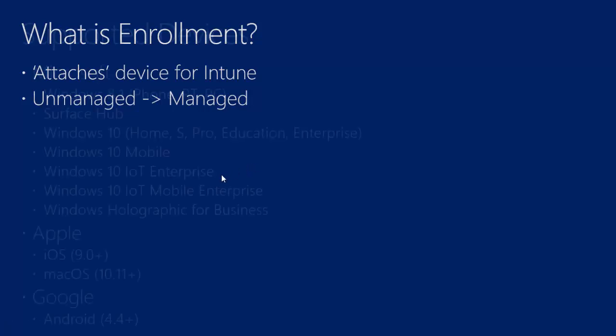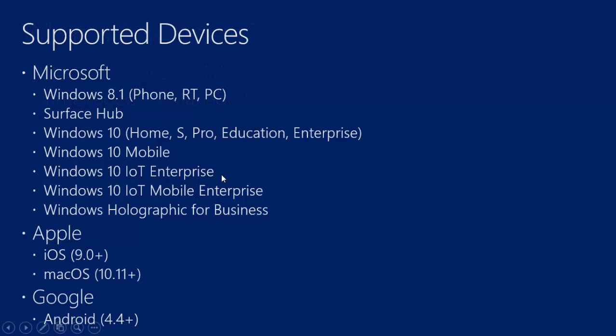Right. So what operating systems do we support? What kind of devices do we support? So with Microsoft, pretty much all of our operating systems these days, certainly Windows 8.1, the phone, RT, the PC release for Windows 8.1, Surface Hub, pretty much all the Windows 10. I'm looking across here, I don't really see one that's missing, though it may not be every single one, but Windows 10 Home, S, Pro, Education, Enterprise, that covers pretty much all of it. Windows 10 Mobile, IoT, all of those, right?